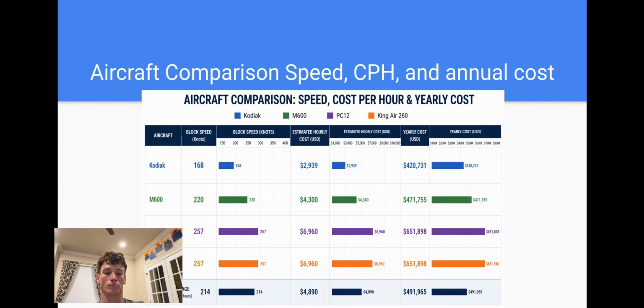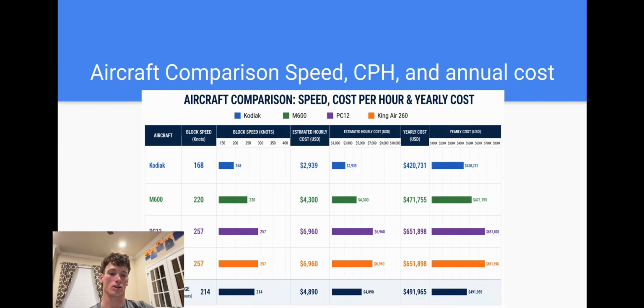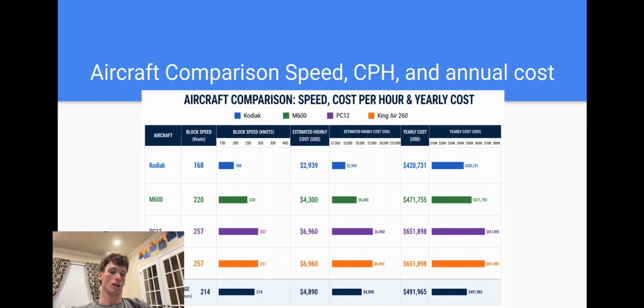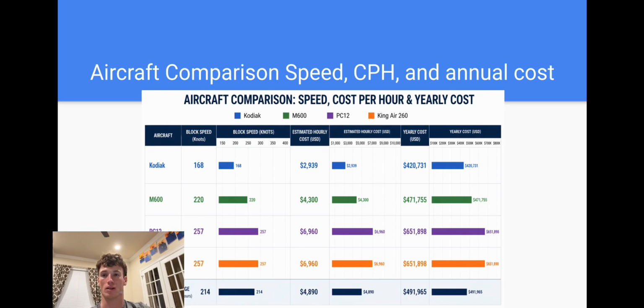The first thing I've got is this chart that I made up going over the speed of the airplane, so the block speed, the 300 nautical mile trip, the cost per hour, and then the annual cost. It's important to compare these because the speed of the airplane is relative to the cost that we're going to spend on the aircraft if we were to purchase it for our mining company.